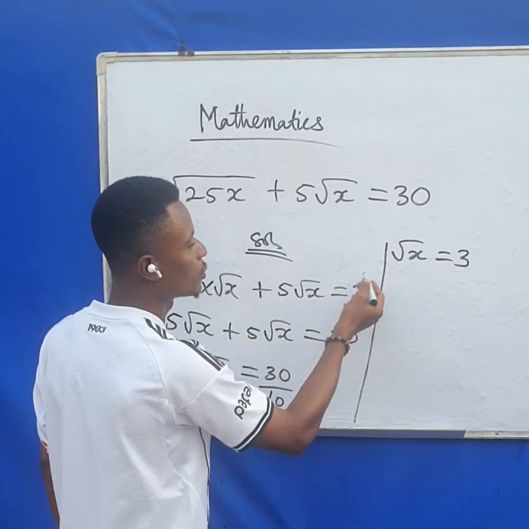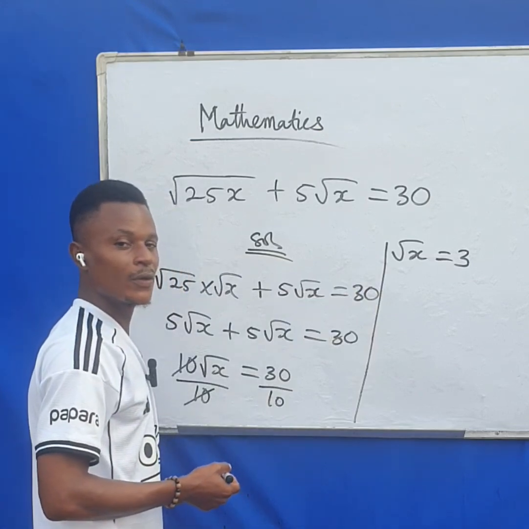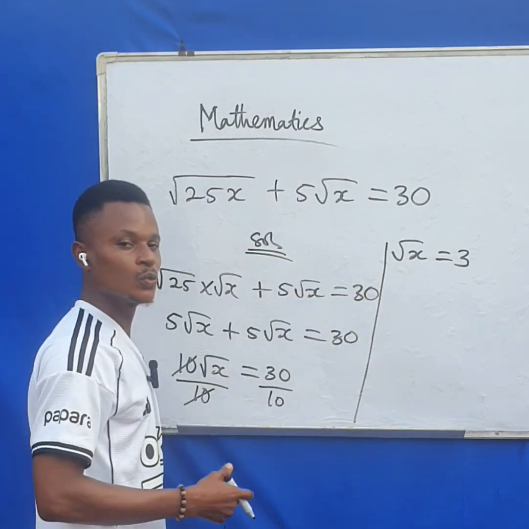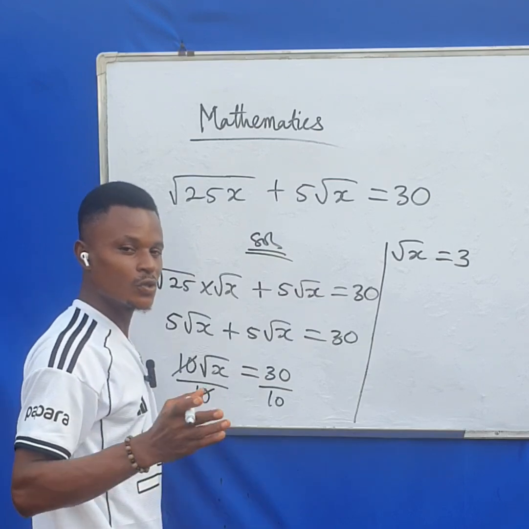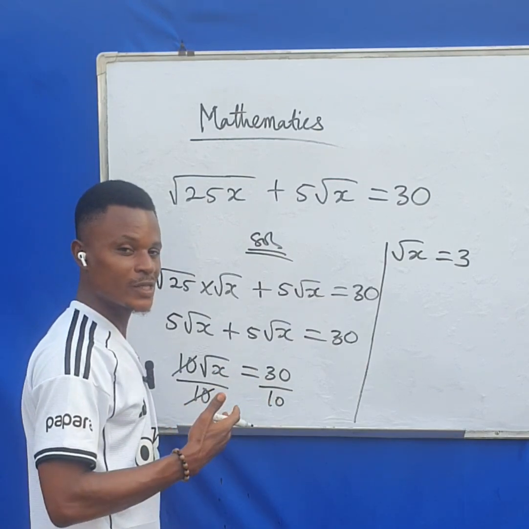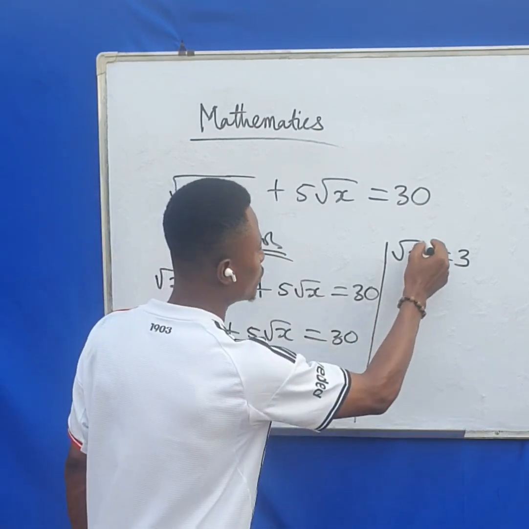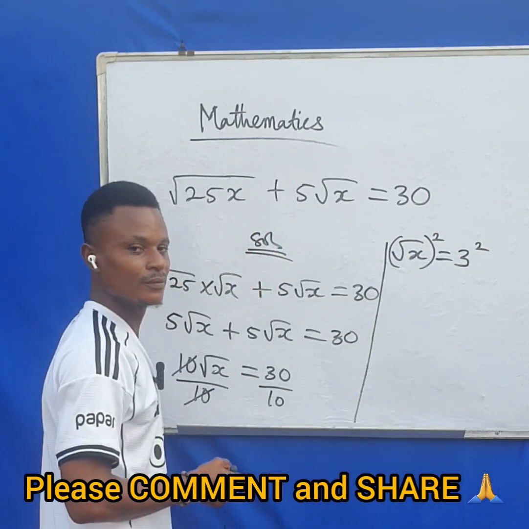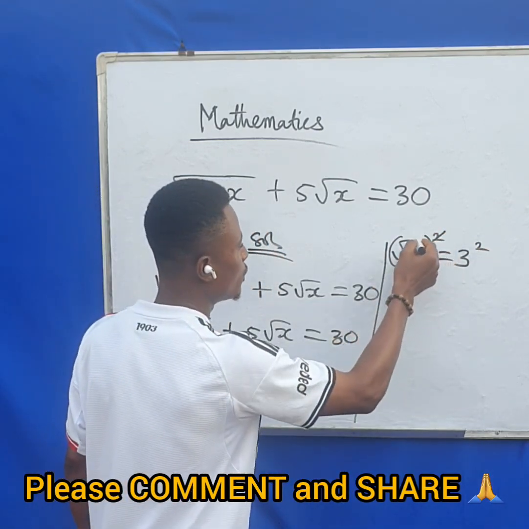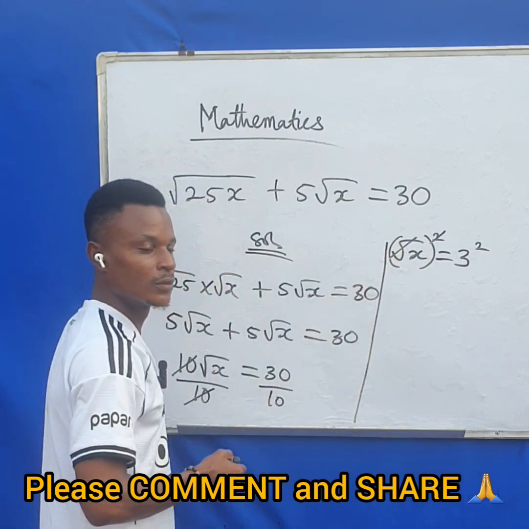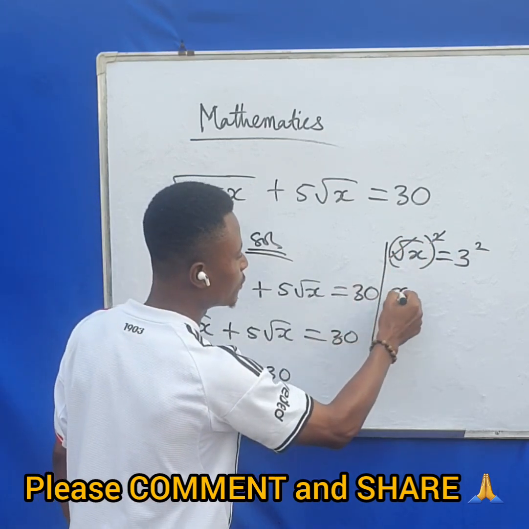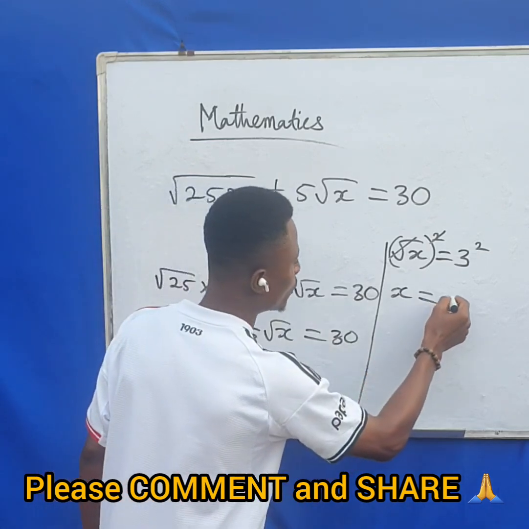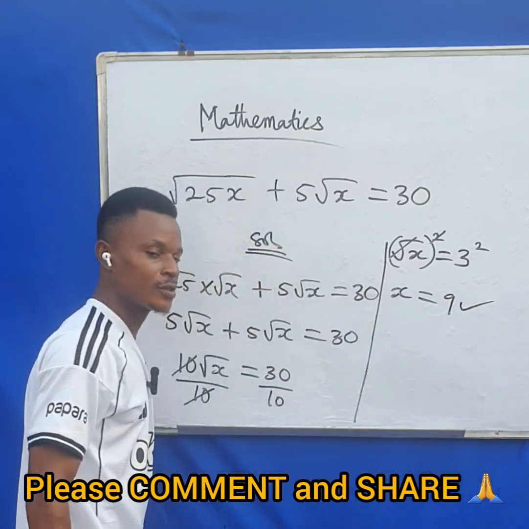We're looking for x, not square root of x. So we are going to get rid of this square root sign. And how do we get rid of the square root sign? If you want to remove the square root sign, you take the square of both sides of the equation. So we're going to take the square of this and square of this. This power 2 here and this square root sign will cancel. And we have x equal to 3 raised to the power of 2, which means 3 times 3, which is 9. So x equal to 9. This is the answer to this question.